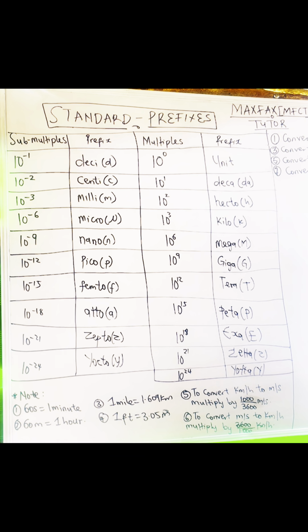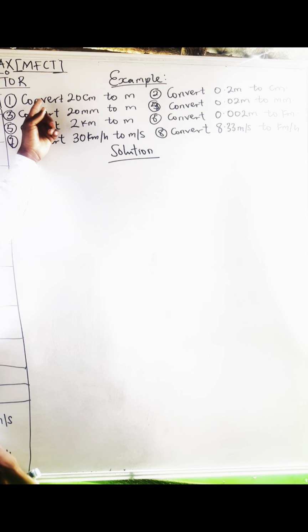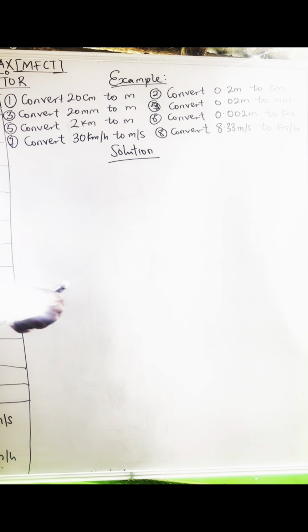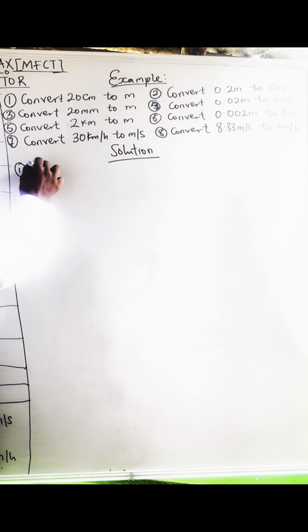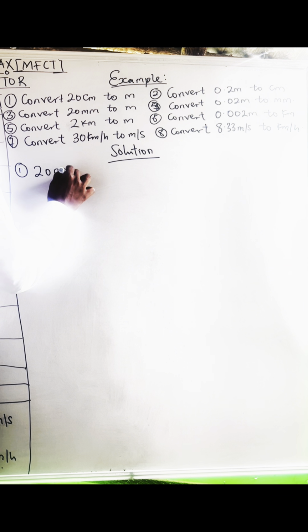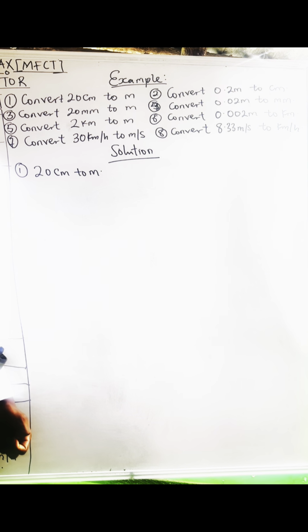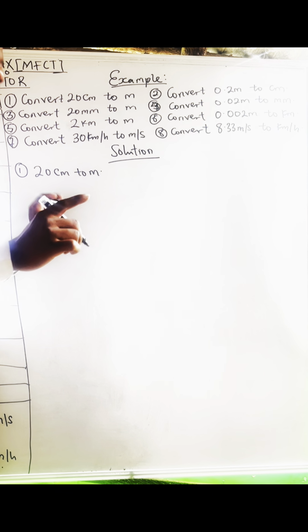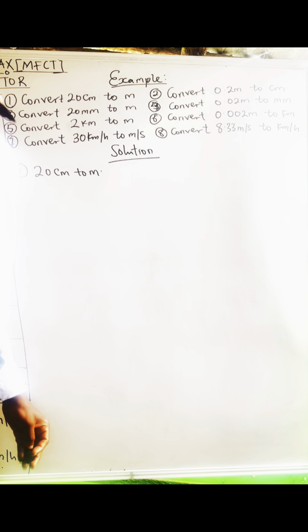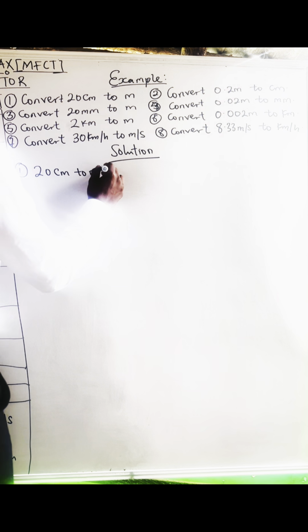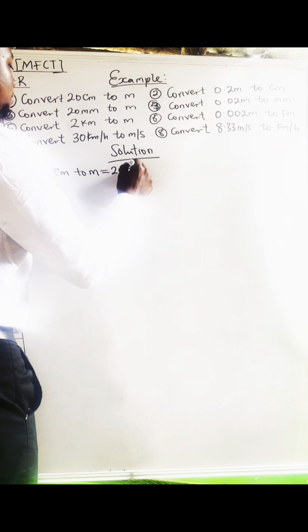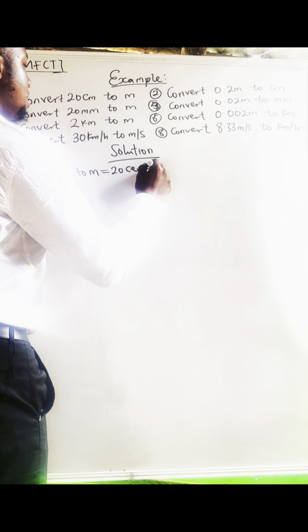Now let's look at some examples. Guys, the first example we'll be looking at is conversion of 20 centimeter to meter. Just write number 1, 20 centimeter to meter. Do not forget that from your standard prefixes, centi simply means 10 raised to power minus 2. So this simply means that you can write this as 20 centimeter.